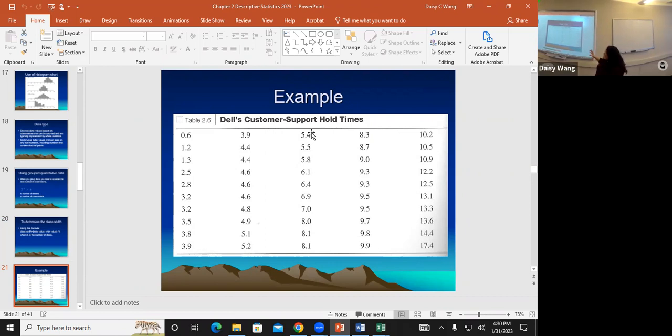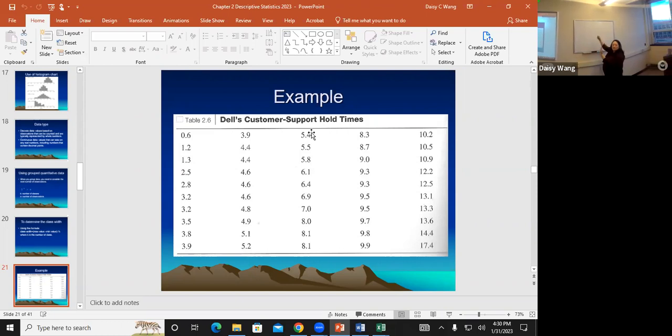So how many data are here? 50, right? So based on this, how many classes do we need to put it into? 2 to the power of 5 is 32. Is 32 greater than 50? No, so we'll go to the next one, which is 6. So we need to group this into 6.